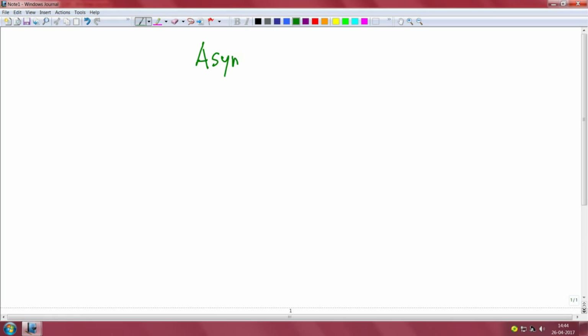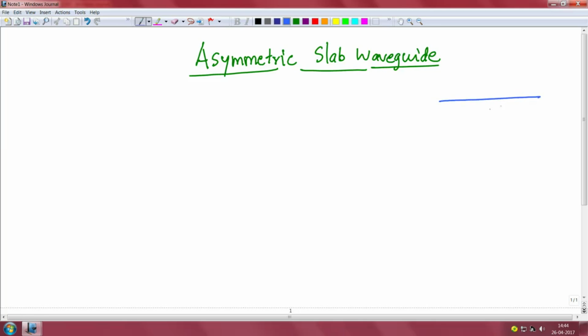Today we shall discuss the asymmetric slab waveguide, and its analysis and properties. Earlier we discussed the symmetric slab waveguide, where we considered the configuration as follows.